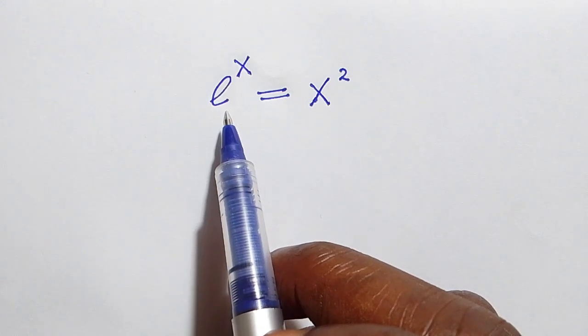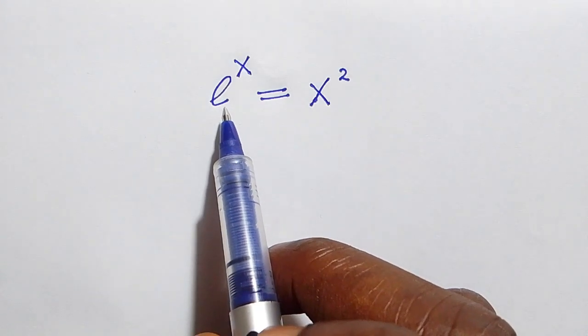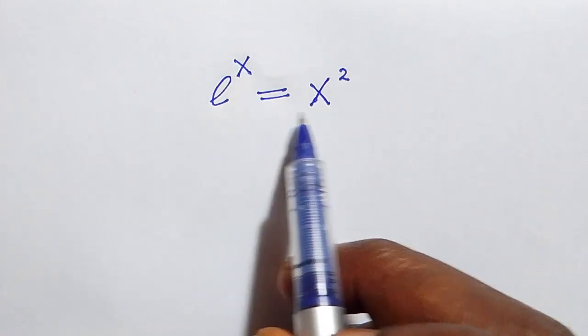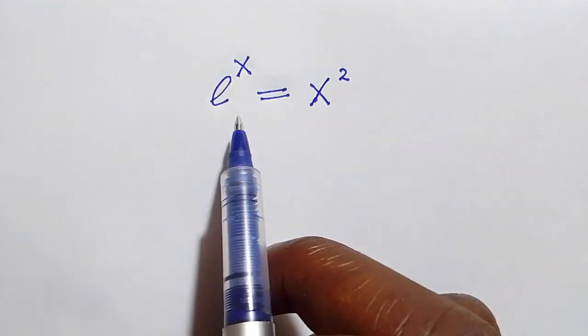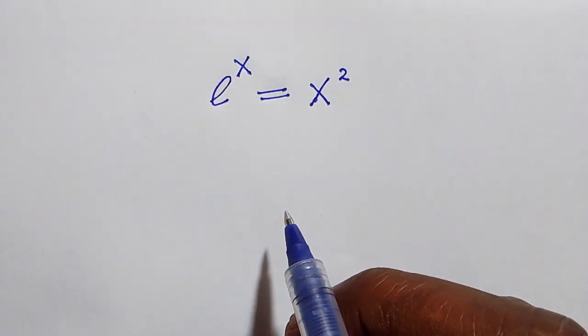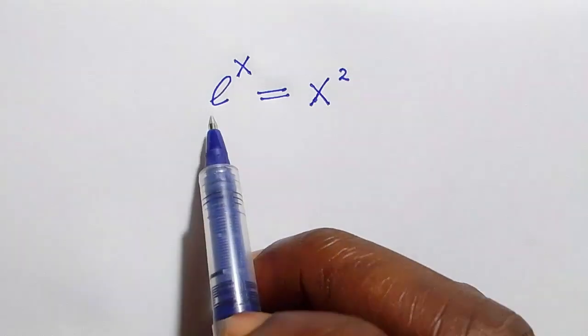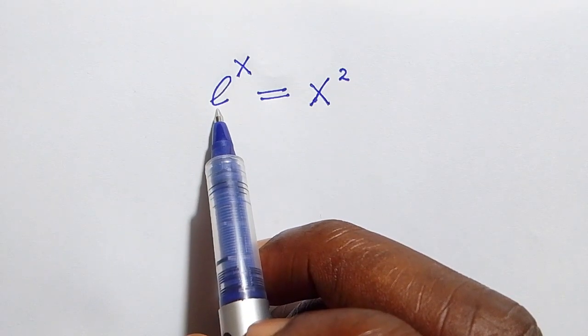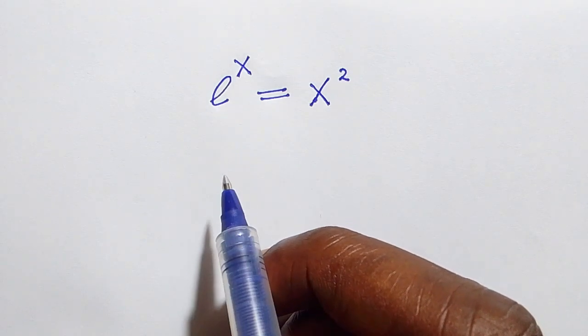Today we have this interesting equation: e to the power x equals x to the power of 2. I want to find the value of x that satisfies this equation. Remember that e here is known as Euler's number, that is the exponent.